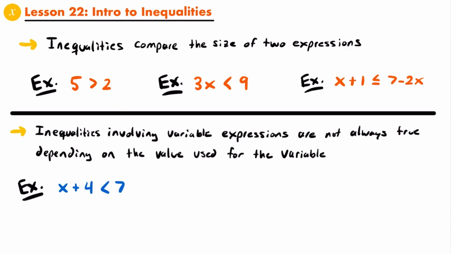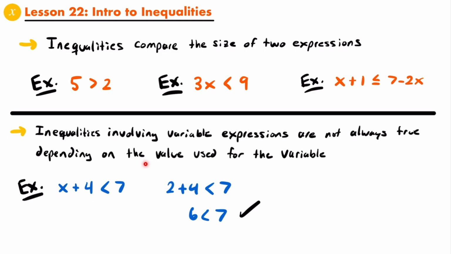All right, but down here, we could pick a value for x and see if the statement would be true. So to start, let's say that x was equal to 2. Then we would have 2 plus 4 is less than 7, and 2 plus 4 is 6, so we have 6 is less than 7. That would be a true statement, right? 6 is less than 7, and so when x equals 2, this inequality is true.